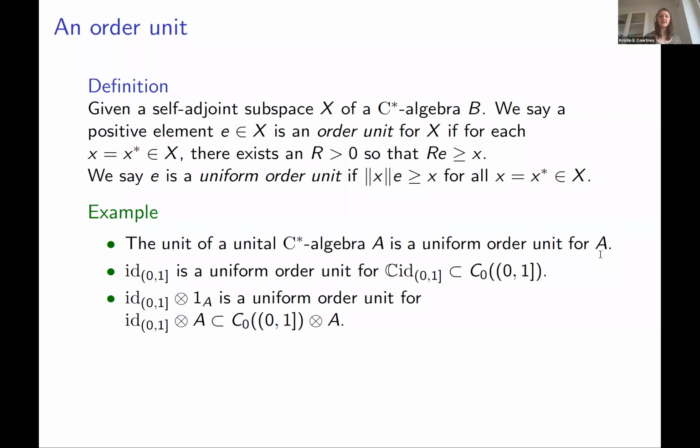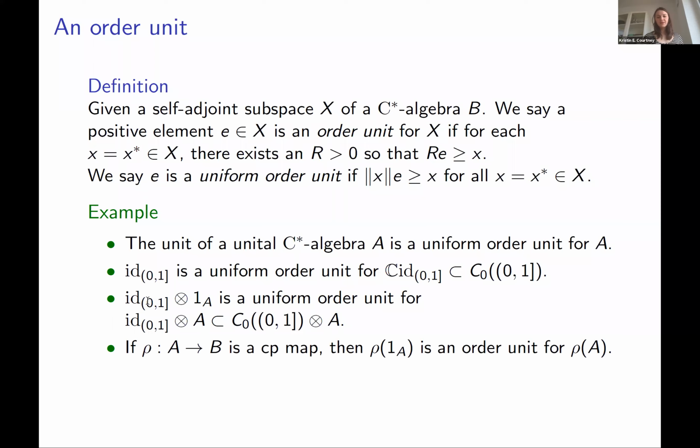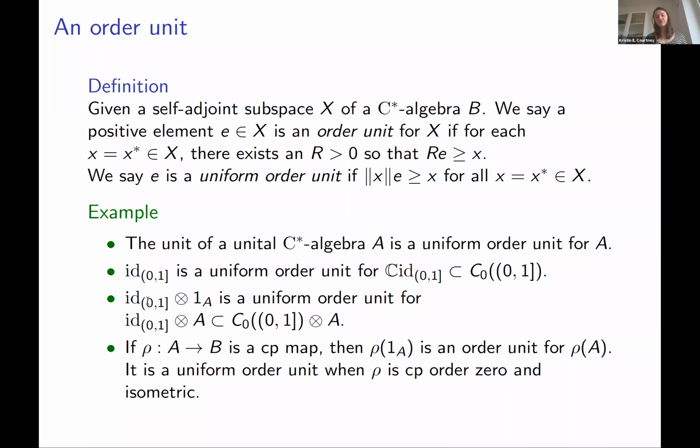If we take a unital C-star algebra A and look at its canonical image sitting inside of the cone over A, then the tensor product of the identity map along with the unit for A forms a uniform order unit for this subspace. And even more generally, if we have a CP map from a unital C-star algebra, then the image of the unit is an order unit for the image of the C-star algebra. And it'll be a uniform order unit provided that the map is CP order 0 and isometric.